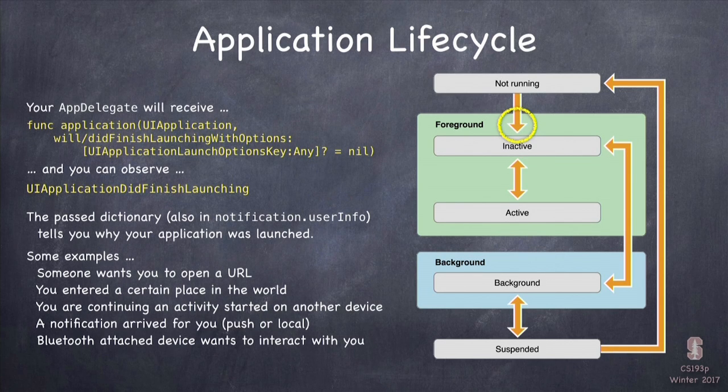Another one is you can set up with Core Location. I didn't get to talk about Core Location this quarter, but you can set up with Core Location a mechanism whereby if you go by some place in the world, the dry cleaner is the canonical example, and you walk by the dry cleaner, your app will launch. So you can set that up, and if that happens, again, this dictionary will say, hey, I launched you because you went to one of your registered locations, and here's where you were.